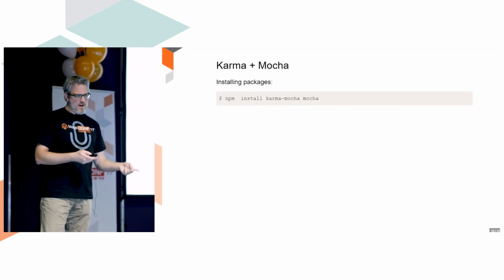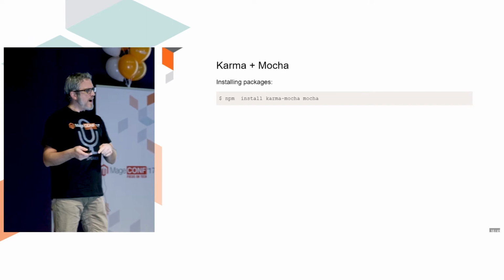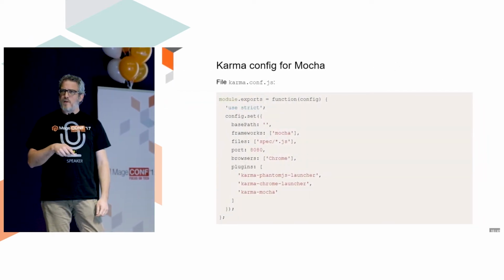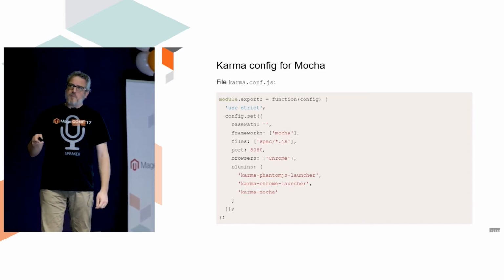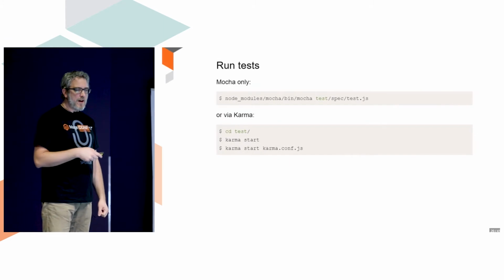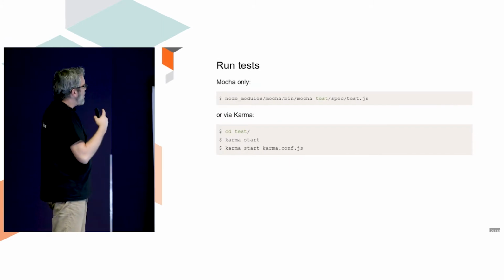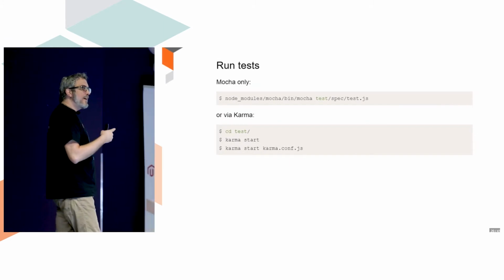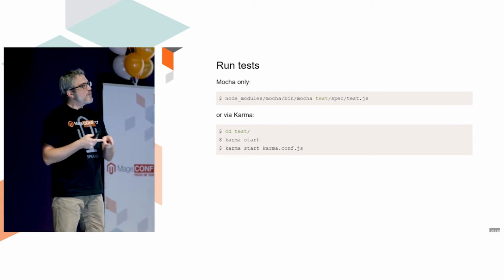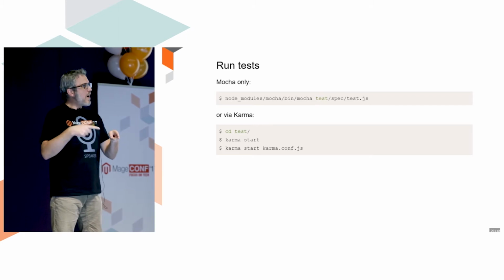I'm installing Mocha, and I'm installing this Karma Mocha plugin. Then in the end, I need to modify my Karma configuration so that not Jasmine is used, but Mocha is used. And then in the end, I'm able to run the test again. However, the interesting thing is now that I can run the test in two different ways, because Mocha allows me to call upon it through Karma.